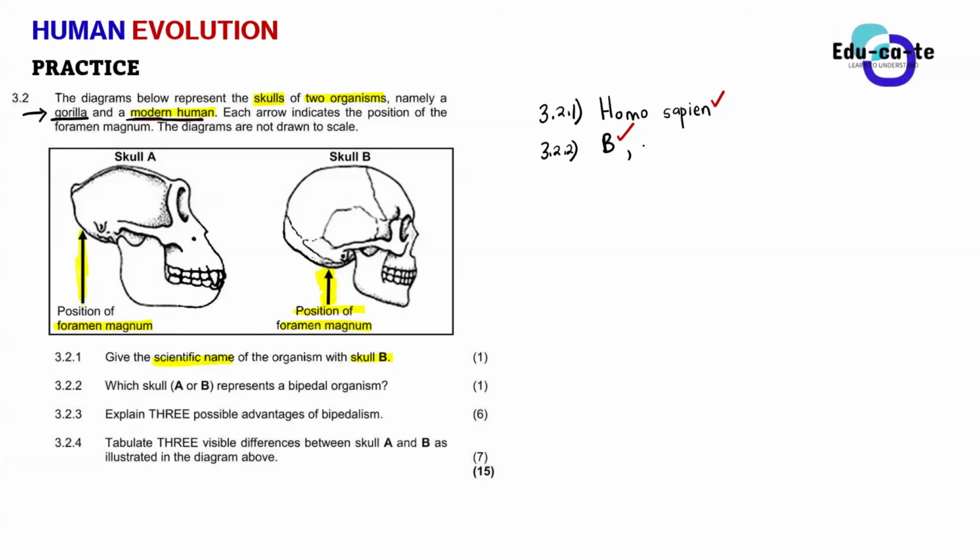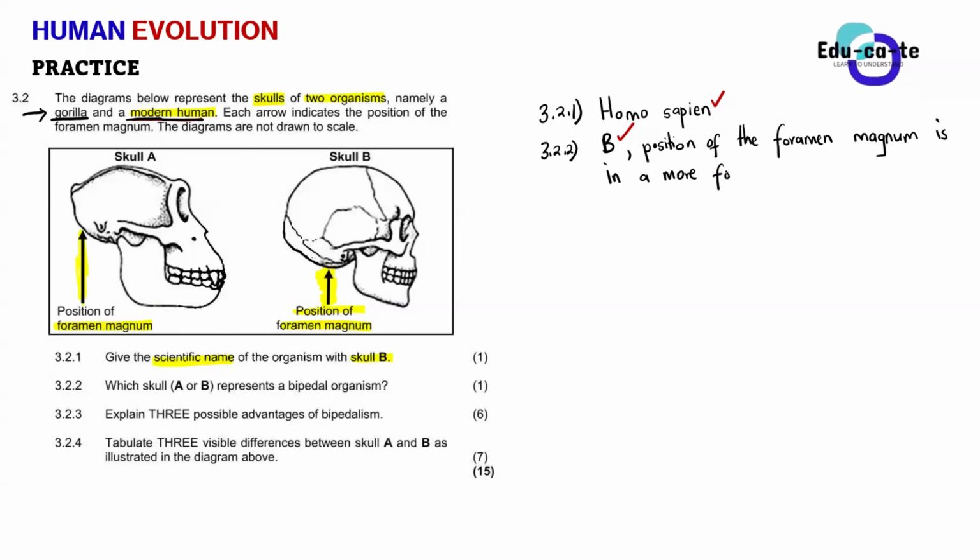Because also the position of the foramen magnum is closer to... Yes. Closer to what? It is in a more forward position. The position of the foramen magnum is in a more forward position. This is very important because in humans, or in bipedal organisms, the position of the foramen magnum is in a more forward position.